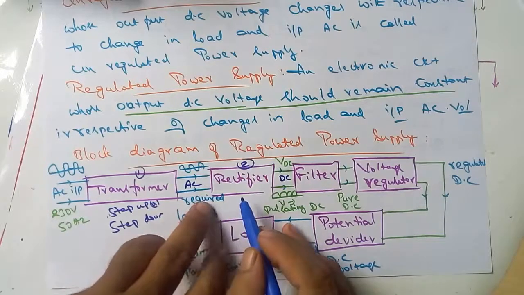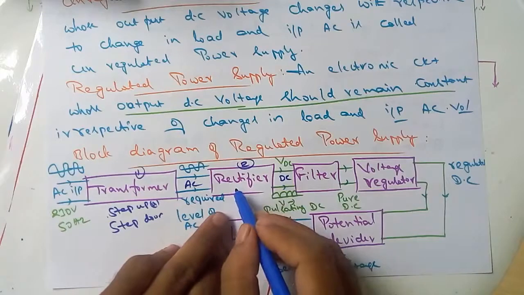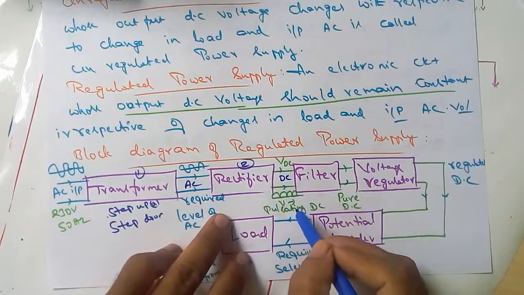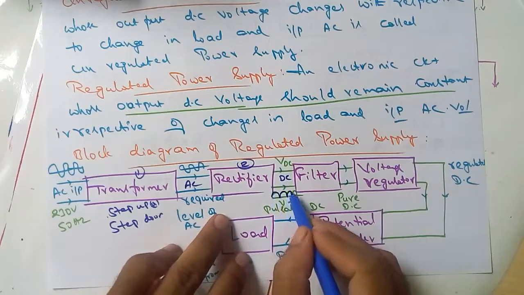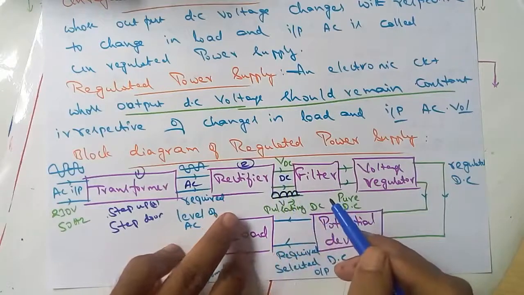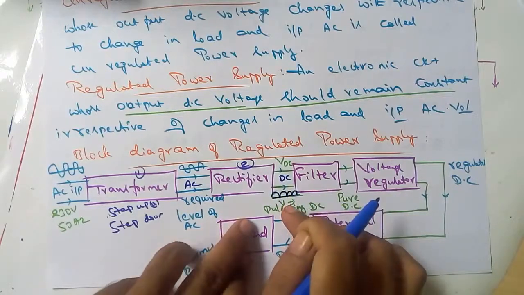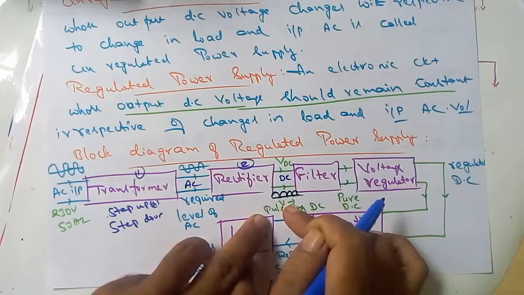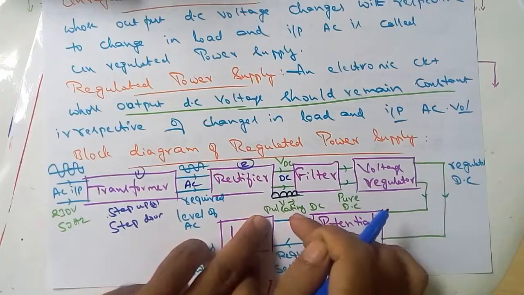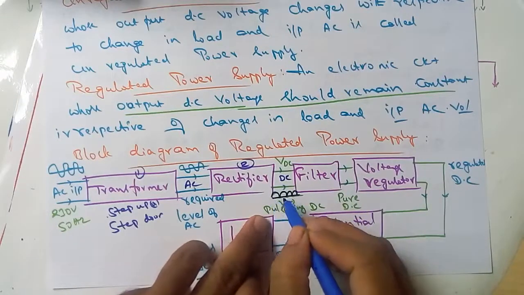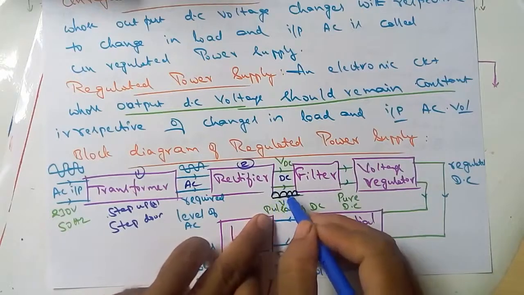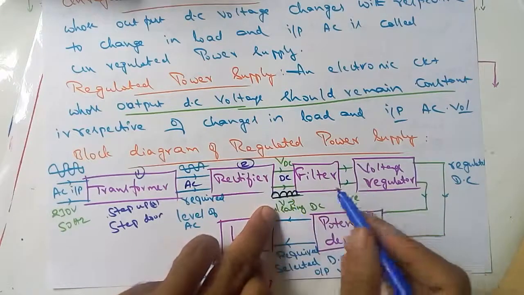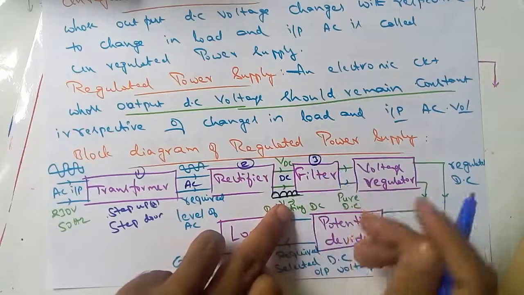So what is a rectifier? A rectifier is a circuit which converts AC voltage into pulsating DC voltage. Pulsating DC voltage means these are pulses. Still the AC component is there in the output. That is not pure DC, so it is called pulsating DC. In this DC output, still AC is there, right? That AC should be avoided. That AC should be removed by using filters. That is the third block.